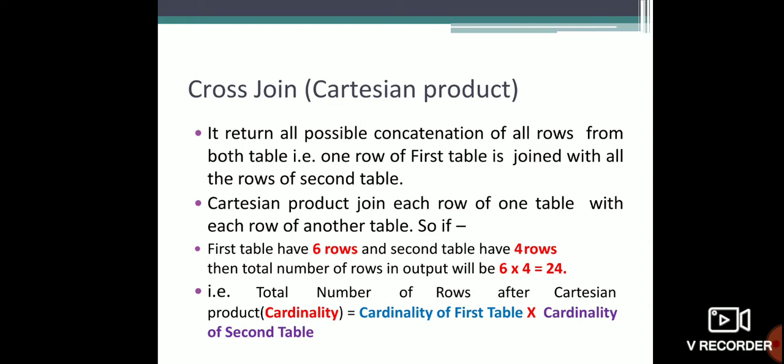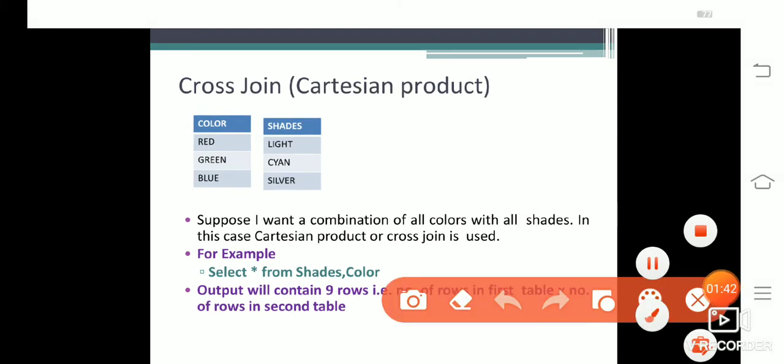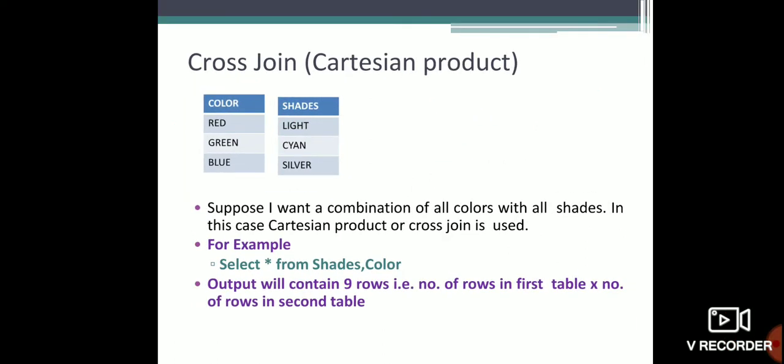What is the formula for cardinality? This is known as what? Cardinality. Okay, so what is the formula? Cardinality equals the cardinality of the first table into the cardinality of the second table. You can see an example of this. There are two tables, the first one is color and the second one is shade. There are 3 entries in the color table, and in shades also there are 3 entries. So what will be the result as per the cardinality formula? 3 into 3 equals what? 9. 9 entries we will get.